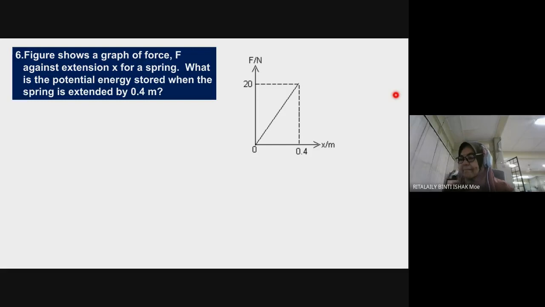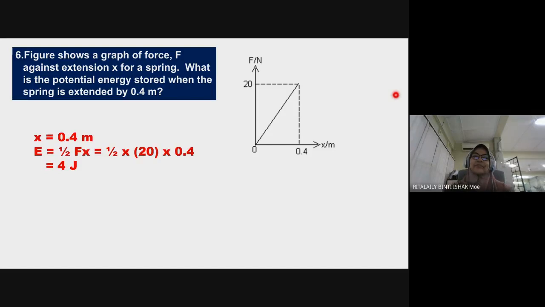Berapa? Dah kira belum? 4 joule. Okay, since the F and the X is in SI unit, so we don't have to convert anything. We simply use the formula half Fx. Okay, so we get 4 joule. Okay, very good. This is a straightforward question, no conversion, nothing. So you should get the correct answer.